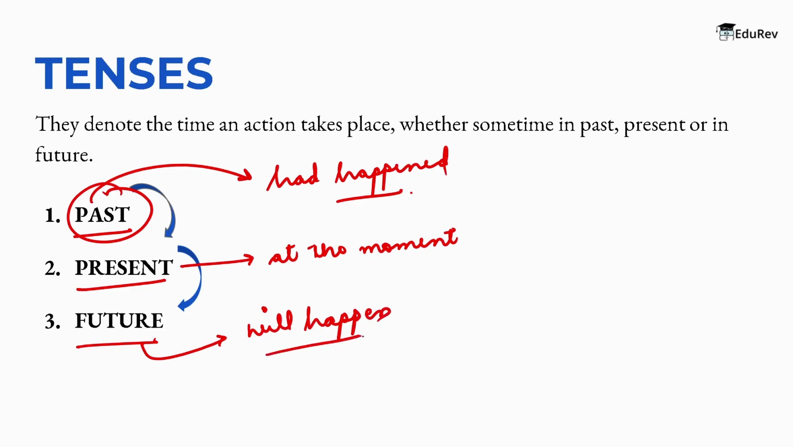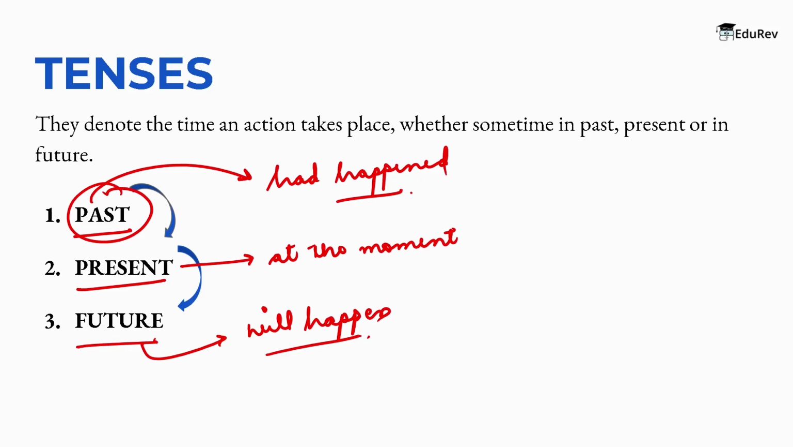Like for example, if I give you a scenario, for example, you have an exam tomorrow. So the past tense will be that you were preparing for your exam. The present will be that you are still preparing for your exam today and you are doing your revisions. And your future will be that tomorrow you are having your exam. So this is your past, your present, and your future.